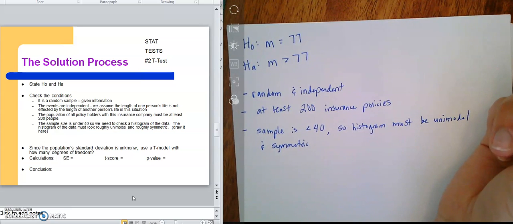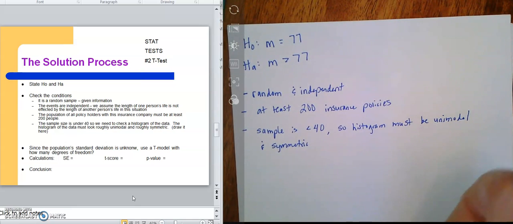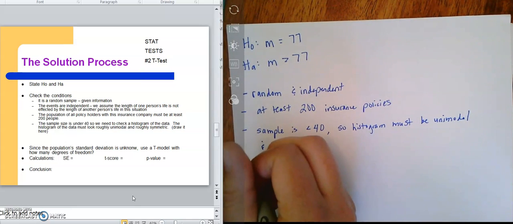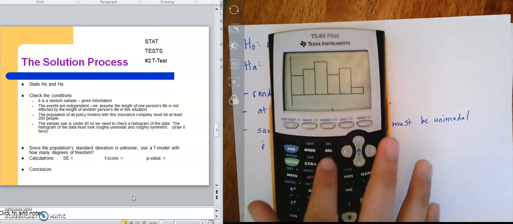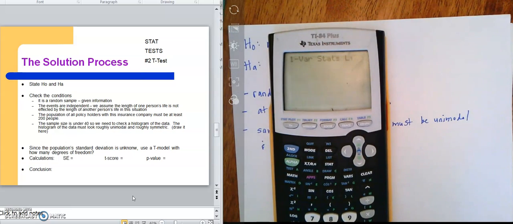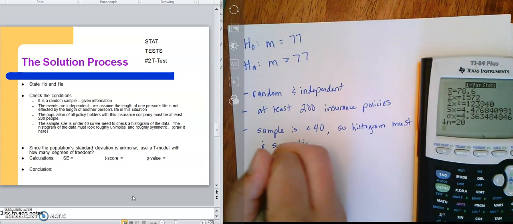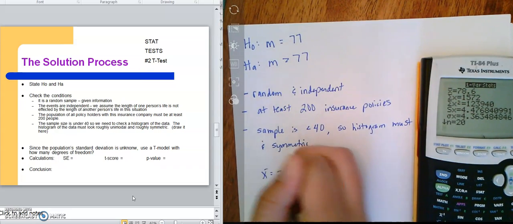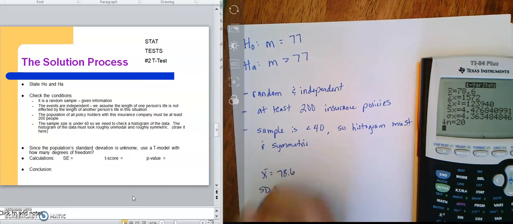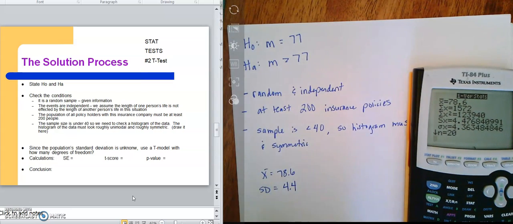Now there's a couple of things it wants us to. Oh, it had the conditions right there. Okay. Just a couple of things I'm writing down in case it asks. Our mean of our data. So when I actually run one variable statistics, I want to write down some of this information. My mean is 78.6. My standard deviation is 4.4. My degrees of freedom, remember this is n minus 1, there were 20, so that's going to make it 19.